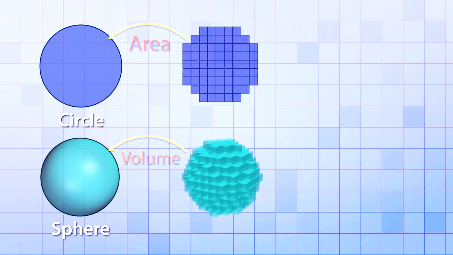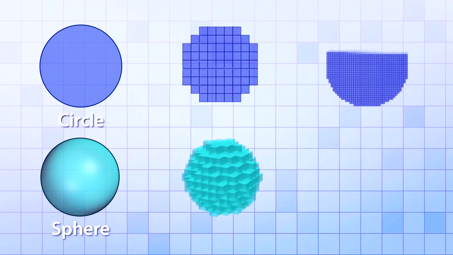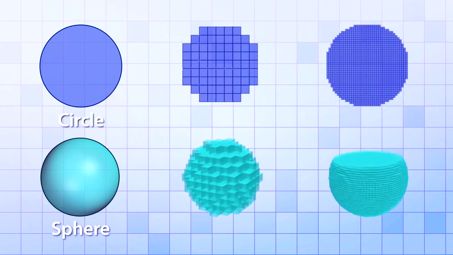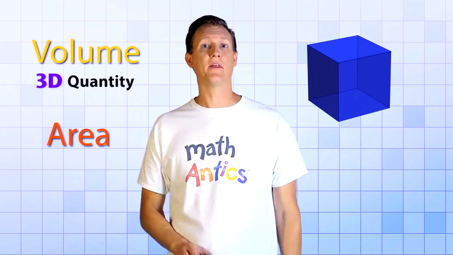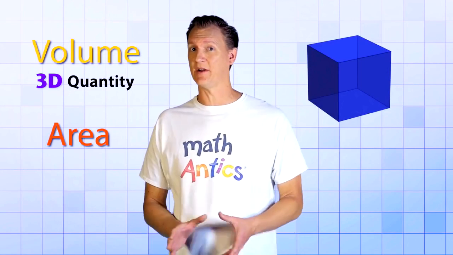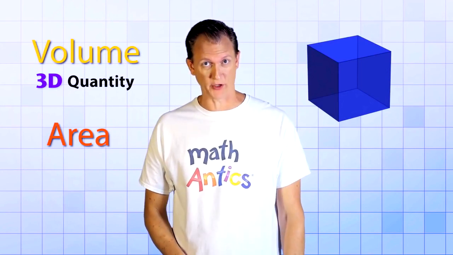And here's the really cool part. The smaller the squares you use, the closer their combined area will match the area of the circle. And the smaller the cubes you use, the closer their combined volume will match the volume of the sphere. Okay, so volume is a 3D quantity for measuring 3D objects. But since we've also talked a lot about area in this video, I want to point out that 3D objects also have a type of area that you don't want to confuse with volume.